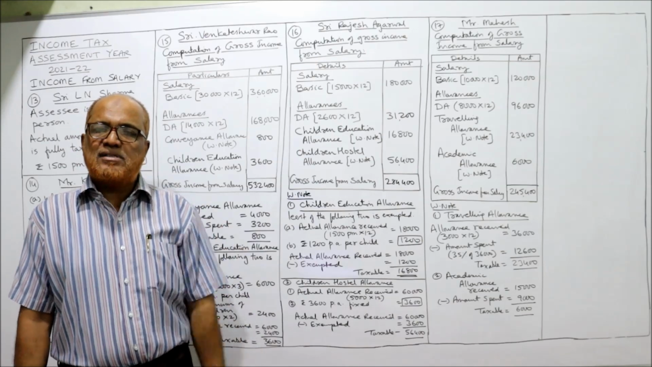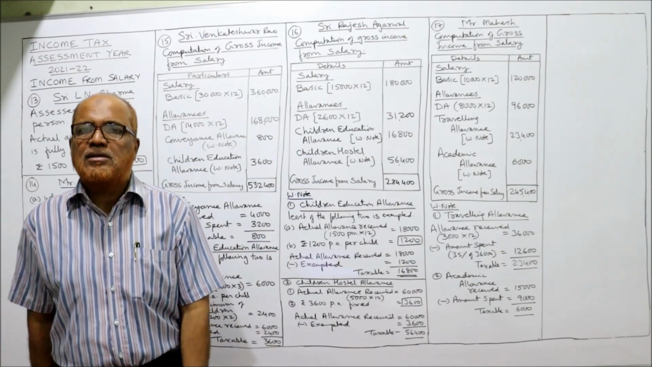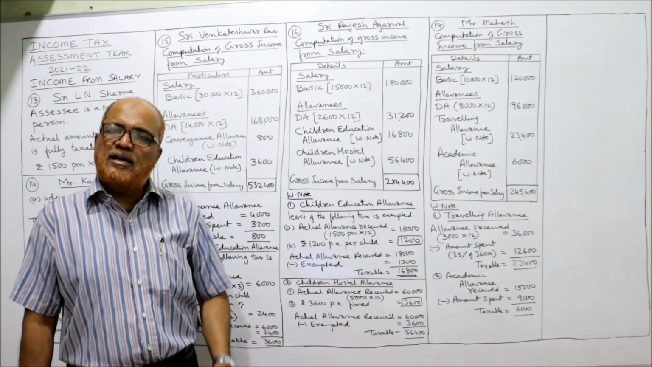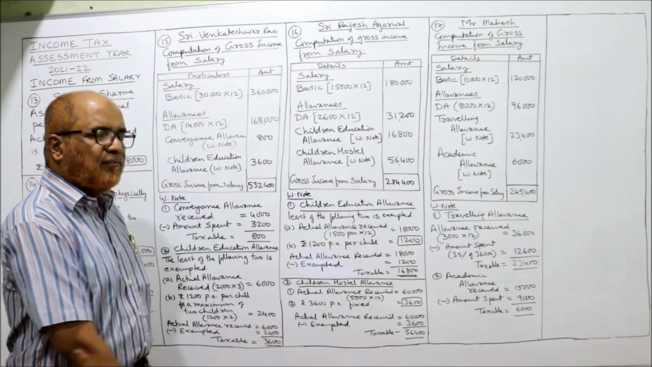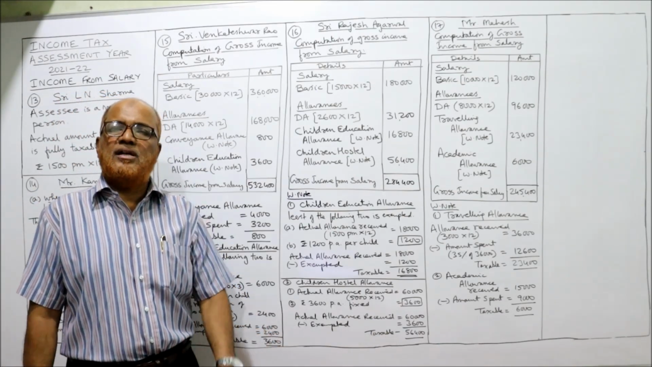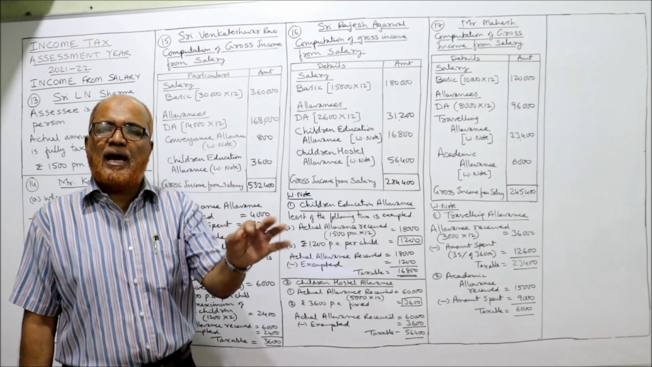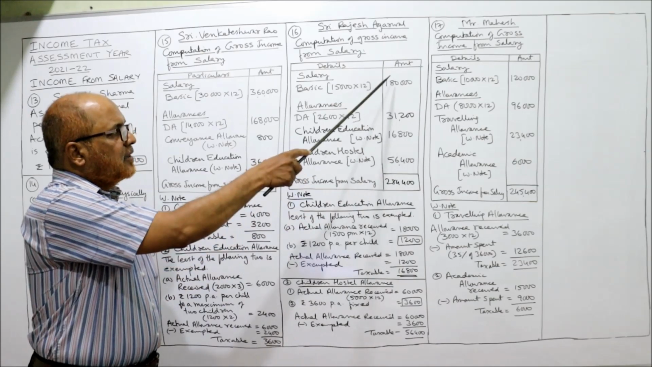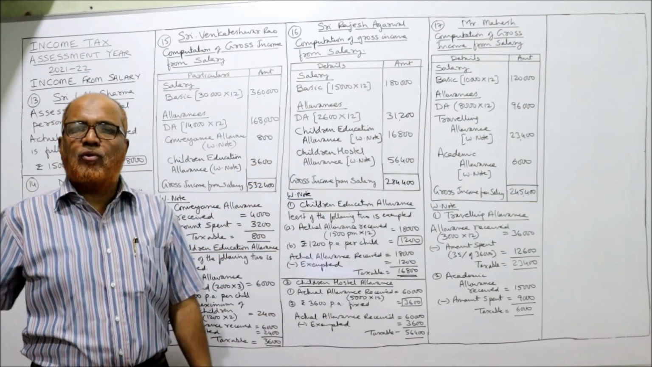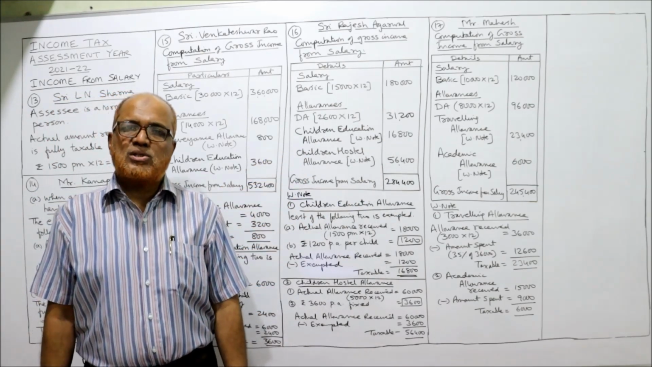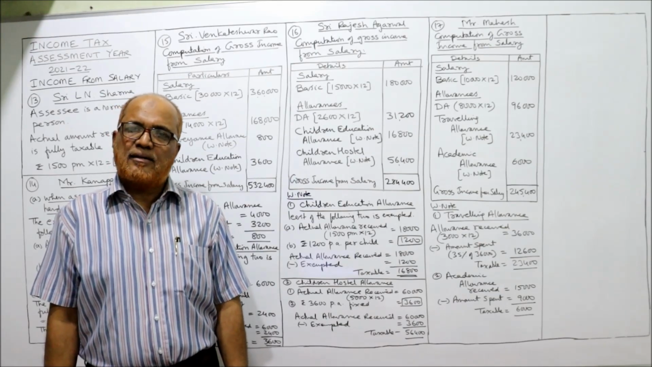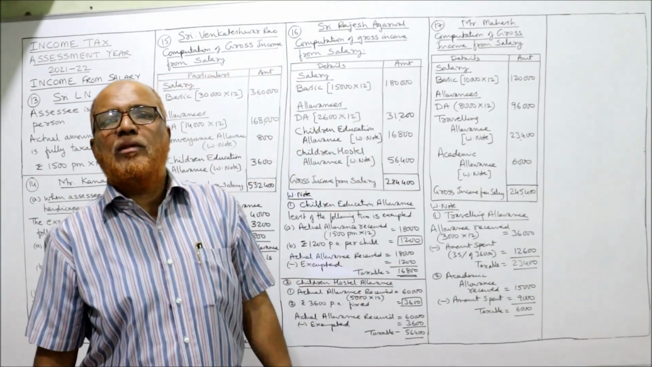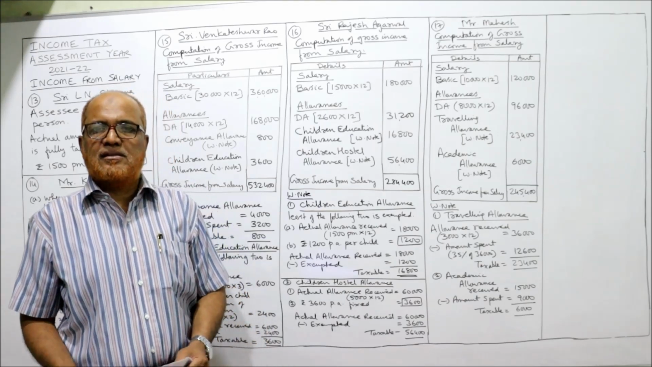So actual allowance received 60,000 minus exempted amount 3,600. Deduct 3,600, 56,400 is the taxable allowance. So 56,400 taxable. Take the total of these 4, 2,84,400 is the gross income from salary. That's it. Last and final problem on these allowances.